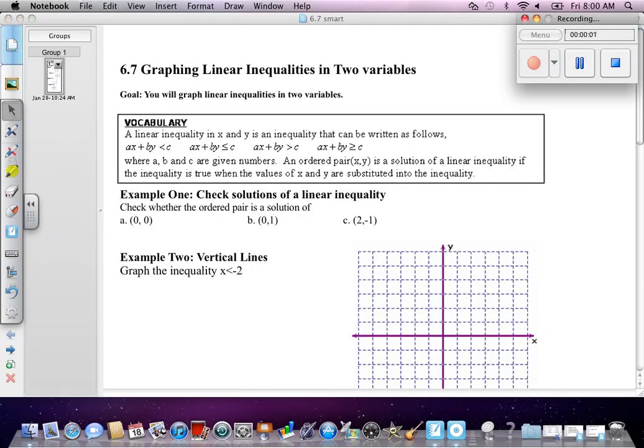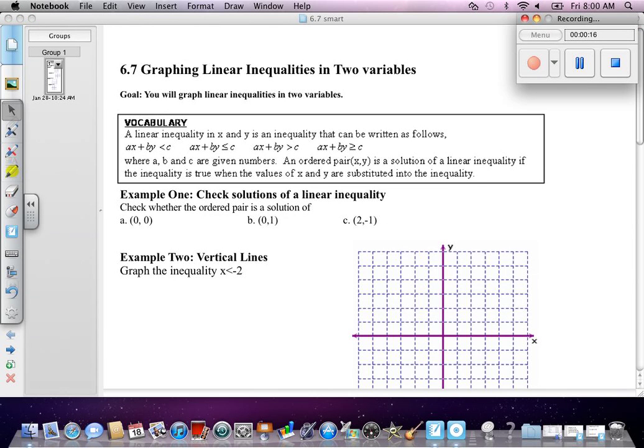All right, ladies and gentlemen, we're looking at 6.7. We're going to graph linear inequalities. This is very similar to us graphing equations. It's just a little thing about shading and about a dotted line versus solid line.